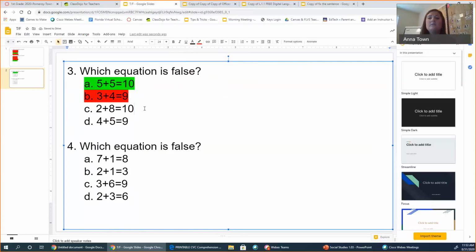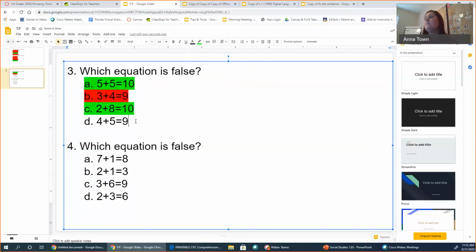So let's continue. 2 plus 8 equals 10. True or false? It is true. 8 is in our head. 2 fingers up. 9, 10. 2 plus 8 equals 10. It's a correct fact. Okay, let's look at the last one.